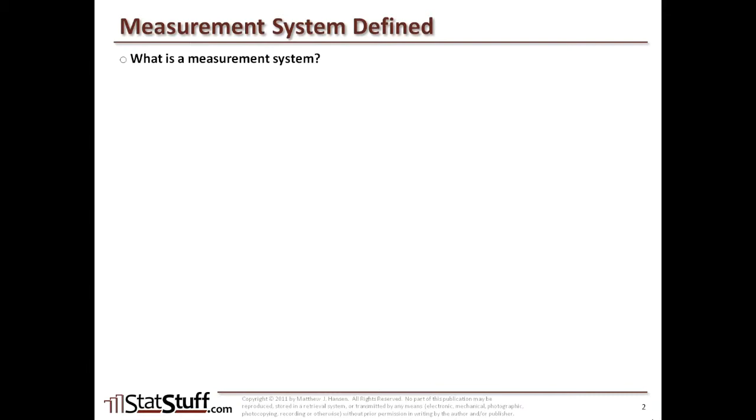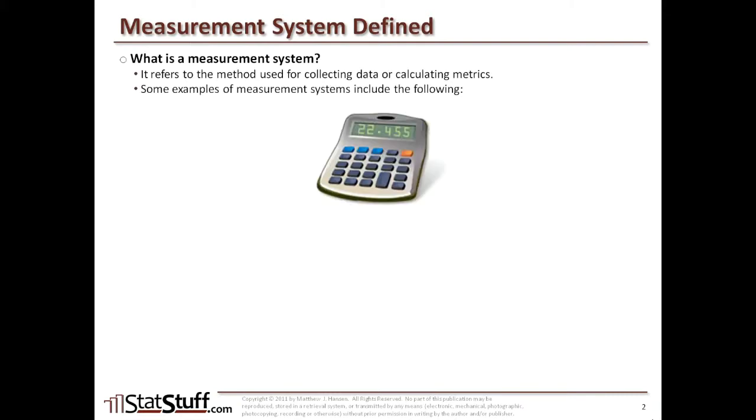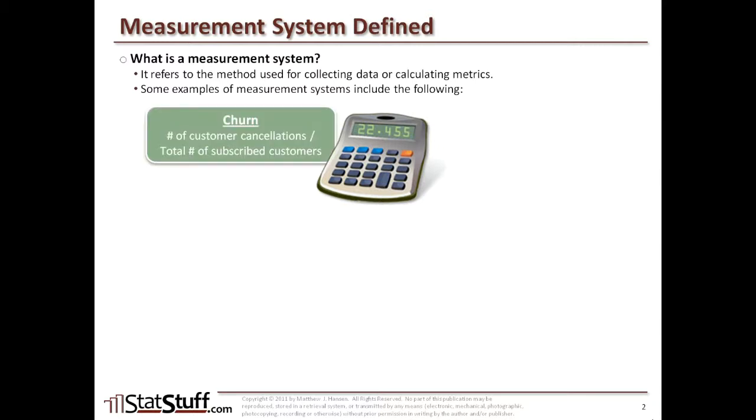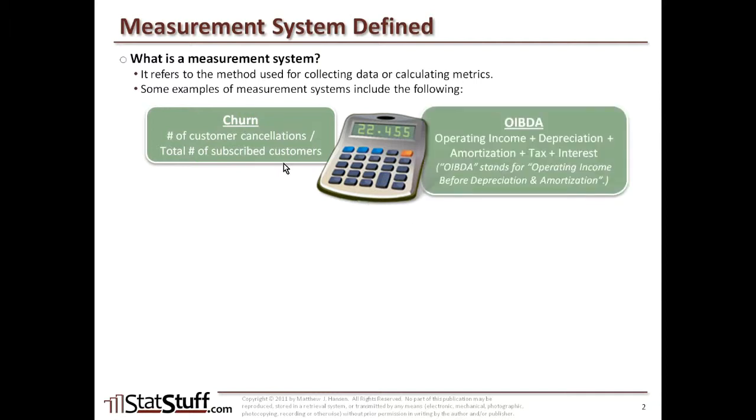Well, a measurement system refers to the method that's used for collecting data or actually calculating the metrics. And here's some examples of some measurement systems. Churn is one. If you have a subscription-based type of revenue for the organization, you can calculate that by saying it's the number of customer cancellations divided by the total number of subscribed customers. Or another metric is OIBDA. There's several variations of this, but the common one stands for operating income before depreciation and amortization. And the calculation for that is taking your operating income and adding into it depreciation, the amortization, tax, and interest as well.